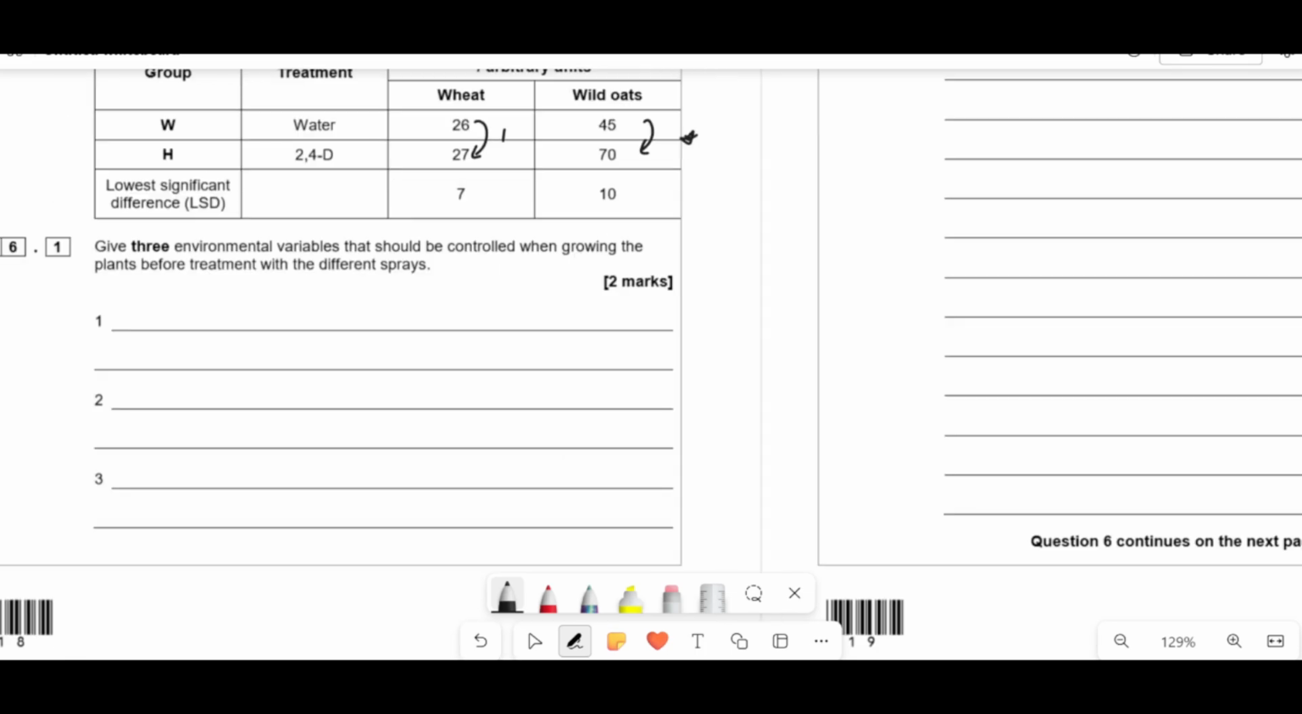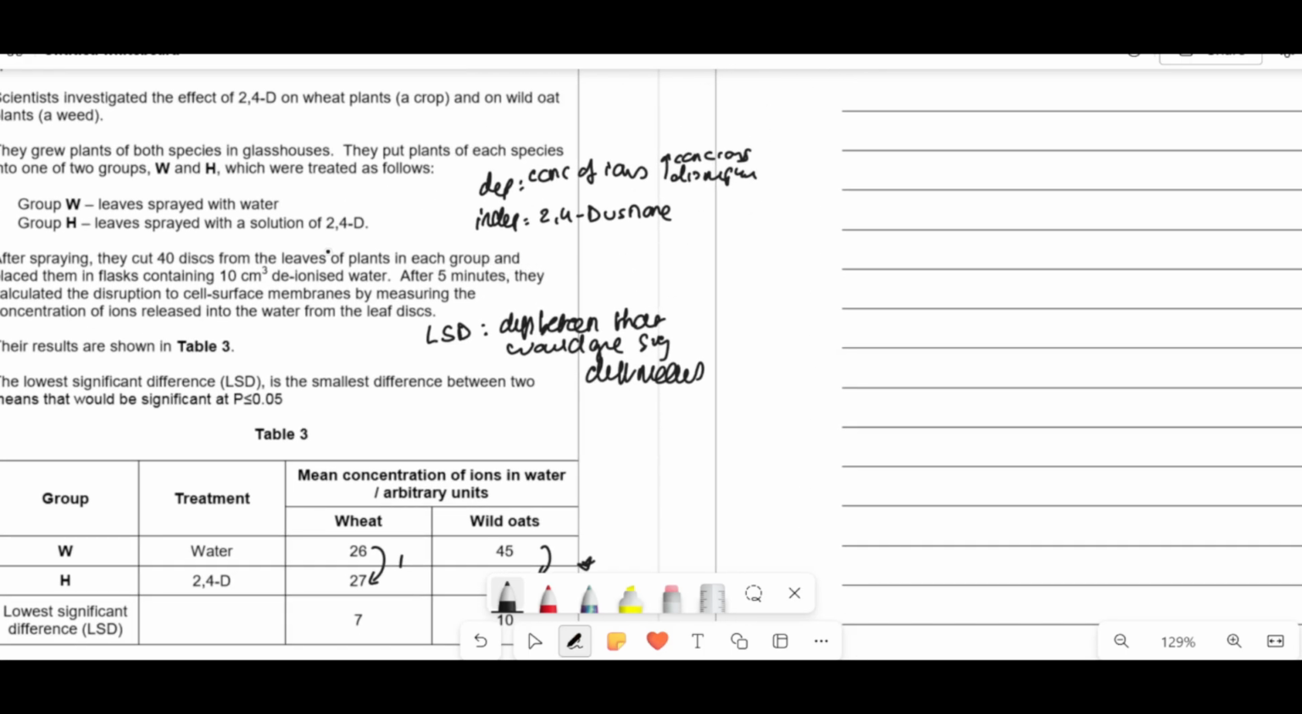So then it says, give 3 environmental variables that should be controlled when growing the plants when treating them with these sprays. A lot of people were just saying a load of random things. You can't really say amount or level or whatever. The reason I said you should write the dependent and independent variable is because when you're looking at things like what should be controlled, what precautions need taking, or evaluate questions, it should all tie into what screws this up.